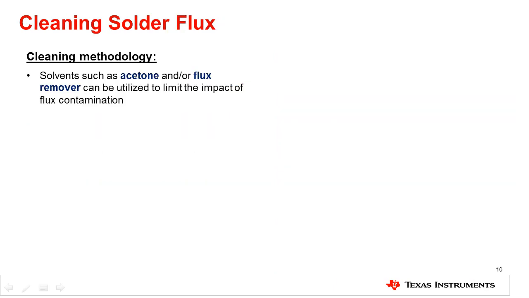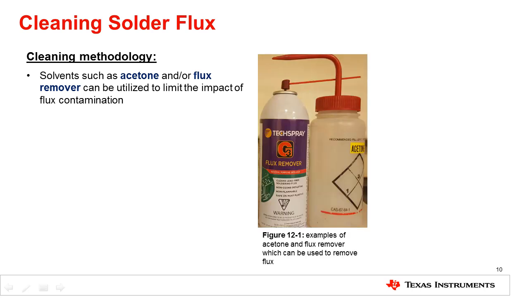There are a number of cleaning methodologies an engineer can apply to the printed circuit board to reduce the effects of flux contamination. A large portion of these methods include a solvent such as acetone and flux remover. Ensure all components are safe for use with the cleaning solvents before attempting to clean a PCB. Conformal coatings and flux are generally soluble when exposed to solvents. Some visual examples are shown in Figure 12-1.